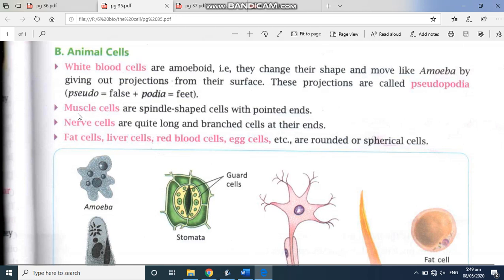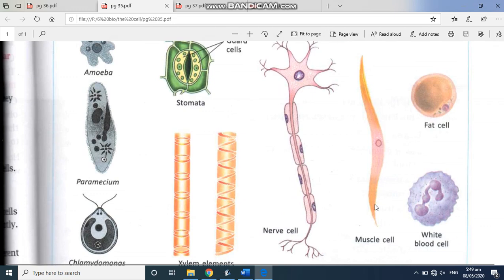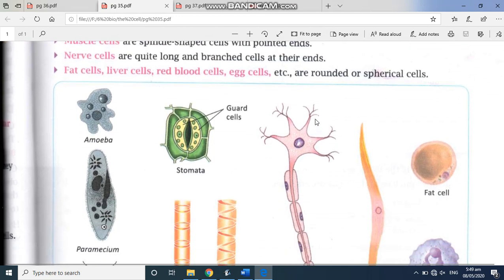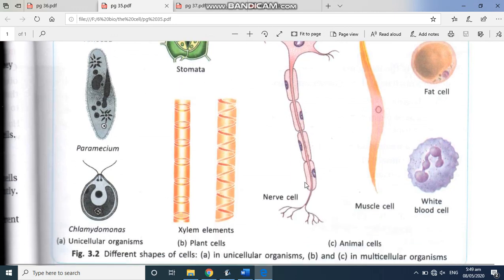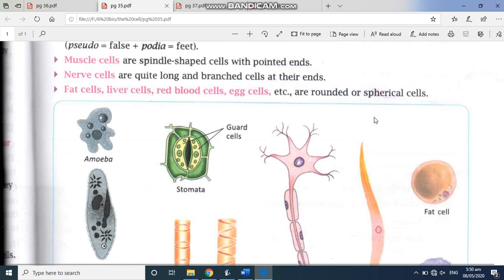Then next we have the muscle cells. They are spindle shaped cells with pointed ends. So see, this is the muscle cell, with the nucleus, pointed on both the ends. Then we have nerve cells, the longest cell in the body. This is the diagram of a nerve cell, right? Then there are so many other cells: fat cells, liver cells, red blood cells known as RBC, egg cells, which are round and spherical in shape.